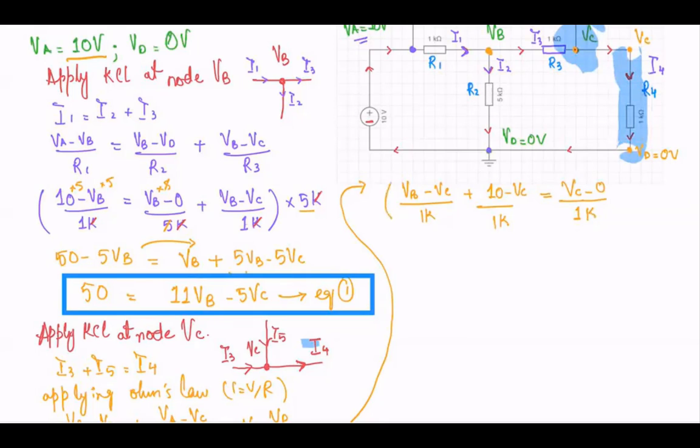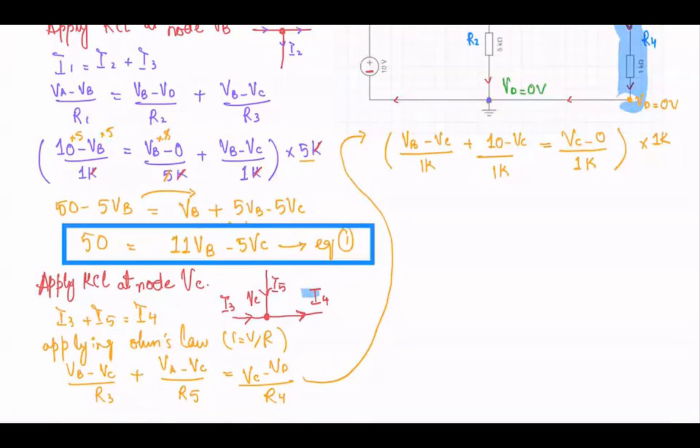Okay, and again, just for the sake of simplicity, I'm going to multiply this whole equation by 1K. So I will basically get VB minus VC plus 10 minus VC equals VC, okay? If I rearrange this equation, so equation one looks like this, right? If I keep 10 on the left hand side and move everything to the right hand side, I will get plus 3VC and then minus VB, correct? All right, and this is my equation two. I'm going to go ahead and box it.